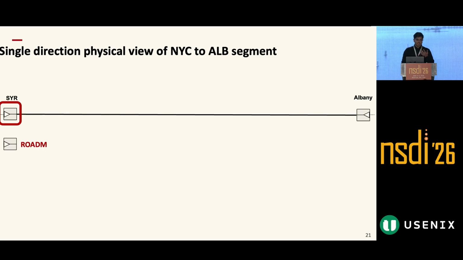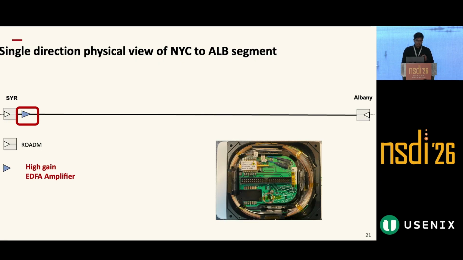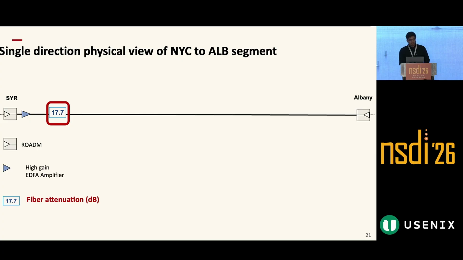Here, first you need to route the signal. So first you have a ROADM. Followed by that, when you have routed the signal onto the fiber, you need to amplify. So you have a high gain EDF amplifier. As the name suggests, it has a higher gain profile, and it increases the gain by a bigger value. Then the signal propagates onto the fiber, and as the signal propagates, you get some fiber attenuation. In this case, it's about 17.7 decibels.